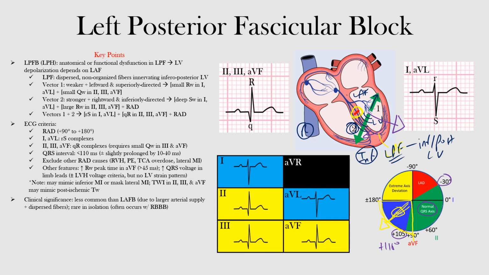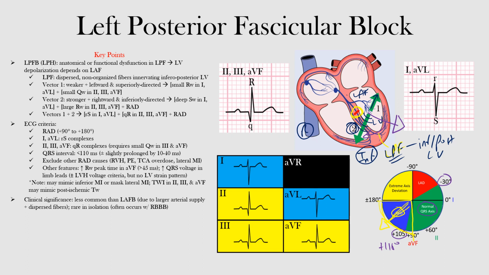Now let's look at some of the other EKG features. We can see RS complexes in the lateral leads, 1 and AVL, whereas in the inferior leads, 2, 3, and AVF, we'll see these QR complexes. Some suggest that we must see small Q waves in at least leads 3 and AVF. Notice that these RS complexes in the lateral leads and the QR complexes in the inferior leads are composed of small initial R and Q waves respectively. These small waves result from the unopposed interventricular depolarization vector.